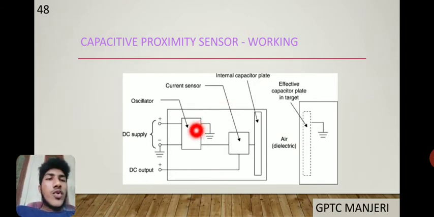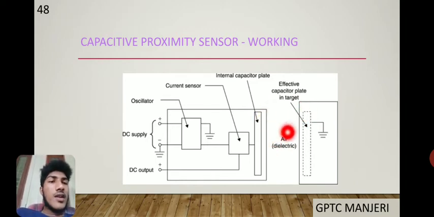The oscillator produces an electrostatic field. There is an air gap, and when the object comes to this region, there is an amplitude change, and it affects the voltage, and the difference sends an electrical signal to the microcontroller.